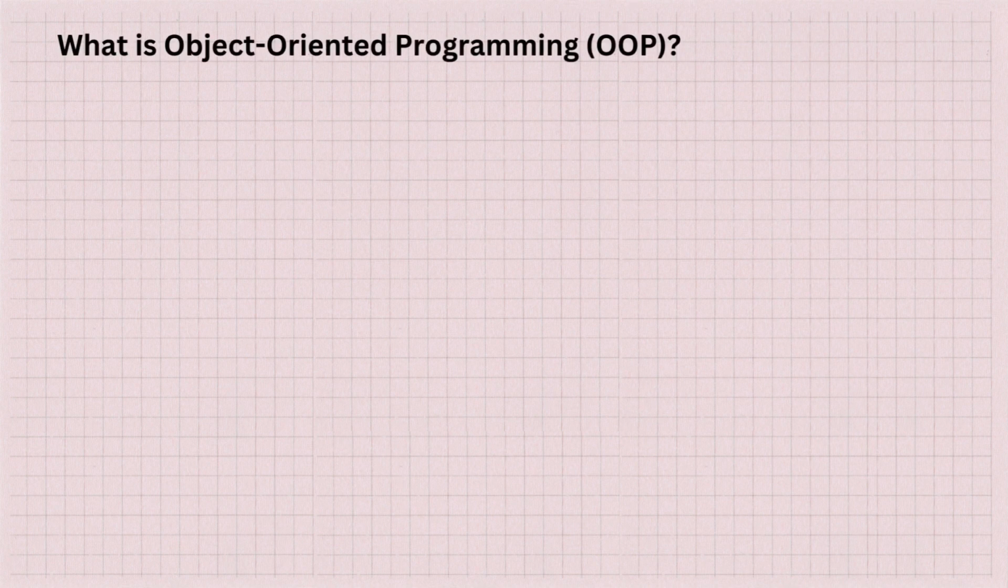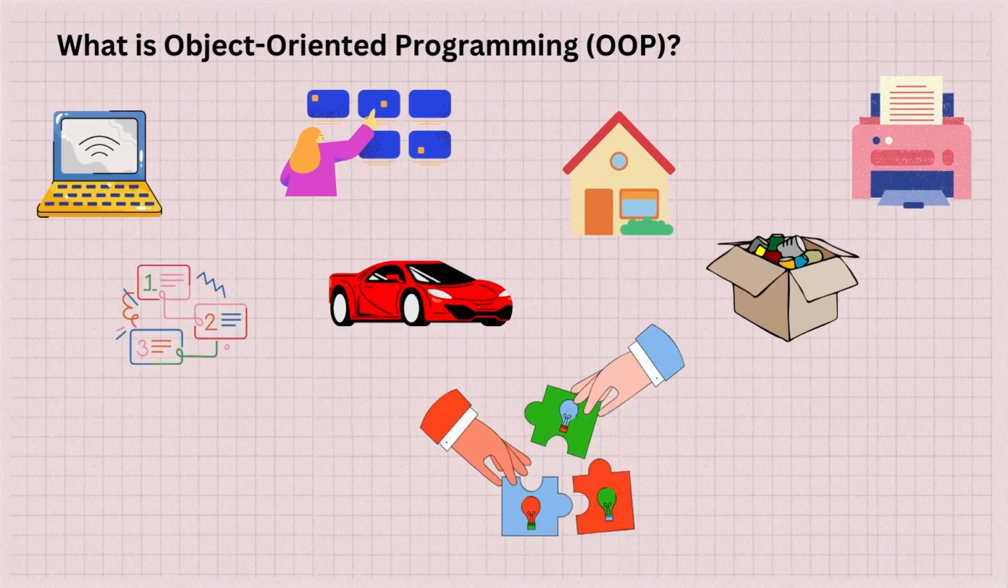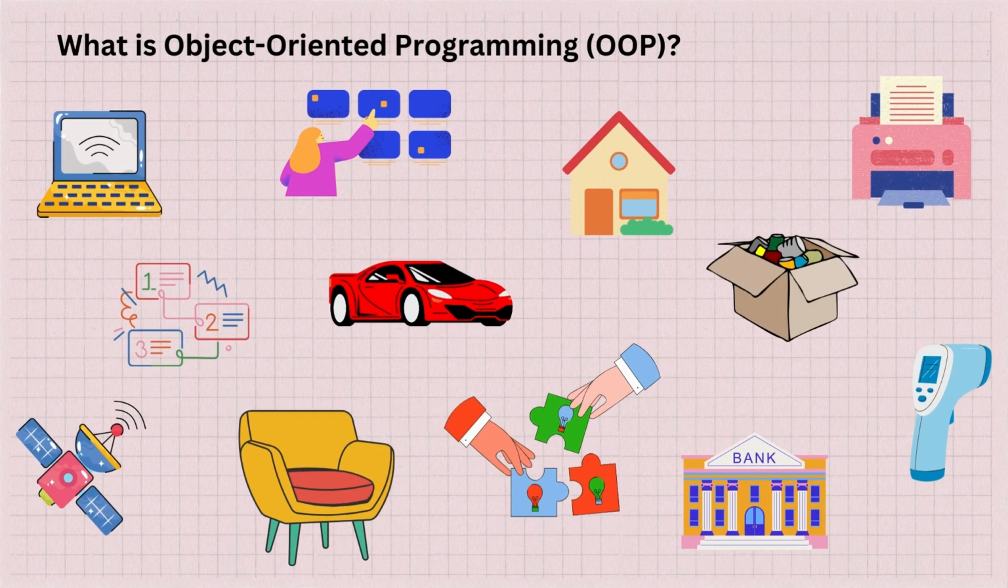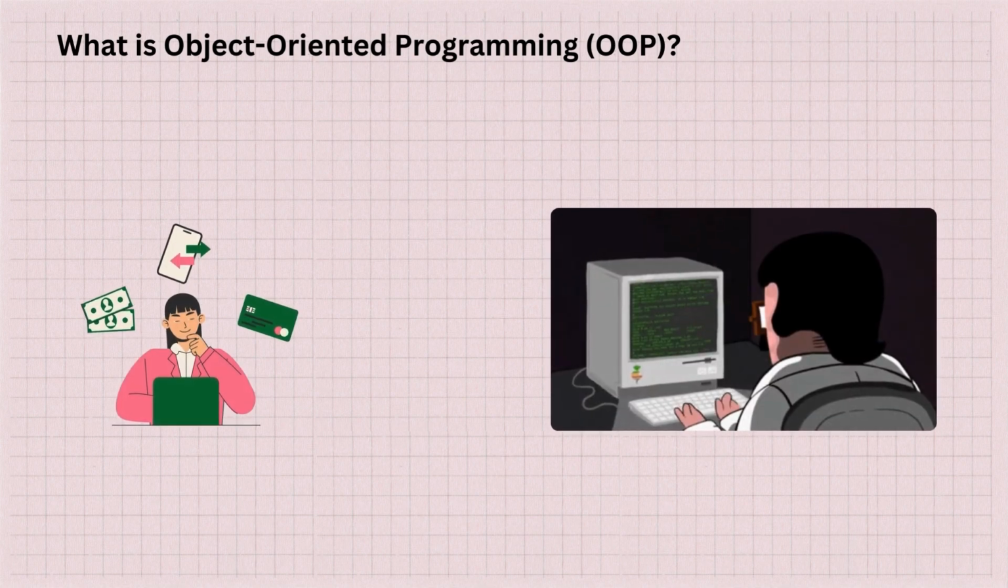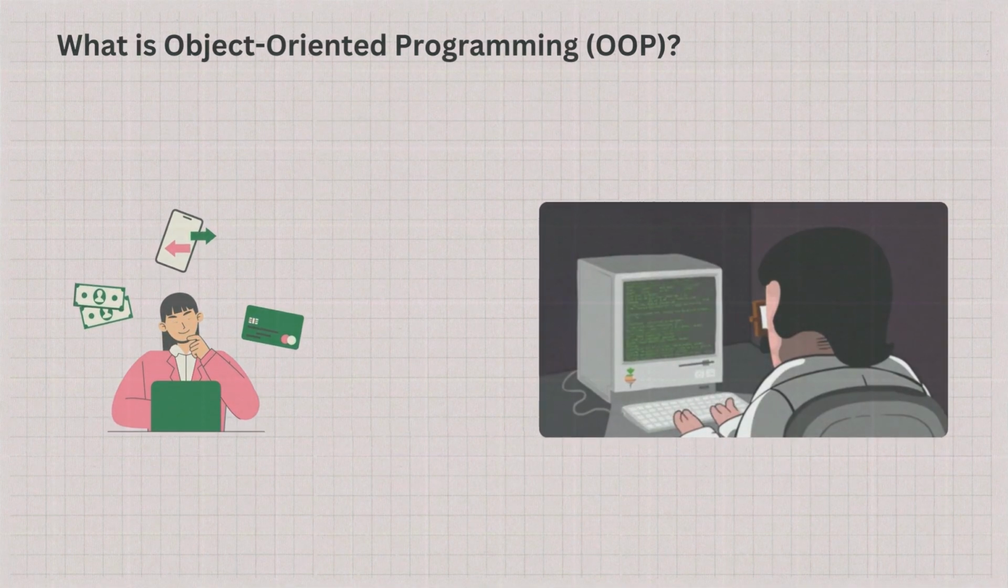Let's talk about what object-oriented programming actually is. OOP is a programming paradigm that uses objects to model real-world things and their interactions. These objects can represent anything, like a car, a bank account, or even something abstract like a process or a rule. This approach is incredibly powerful for managing complex programs.